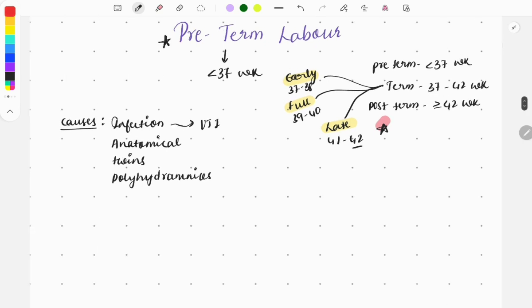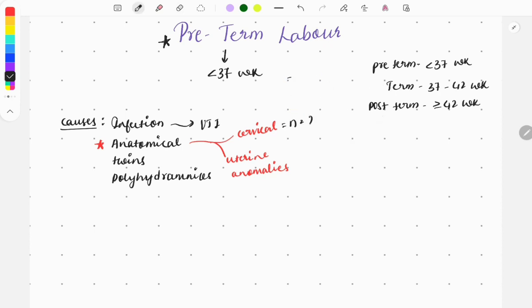Then the anatomical causes, a very important topic because questions are asked on this. There are two things which mainly contribute to the anatomical causes: cervical incompetence and uterine anomalies. Cervical incompetence means the cervix will be short. The normal length of the cervix should be between 3.5 to 5 centimeters. If it is less than 2.5 centimeters, it is called cervical incompetence and it is a risk factor for preterm labor. Then uterine anomalies like septate uterus or unicornuate uterus are also risk factors for preterm labor.